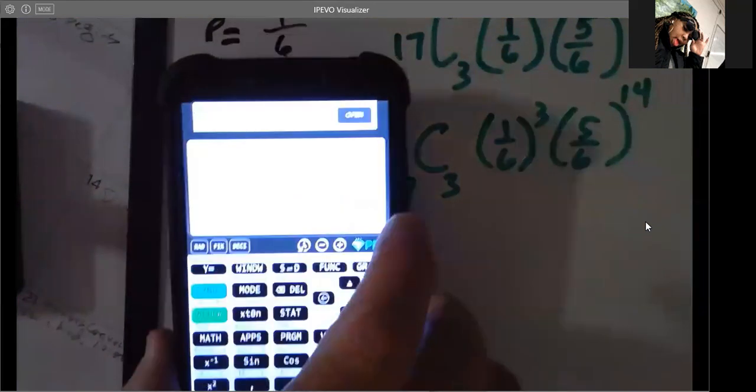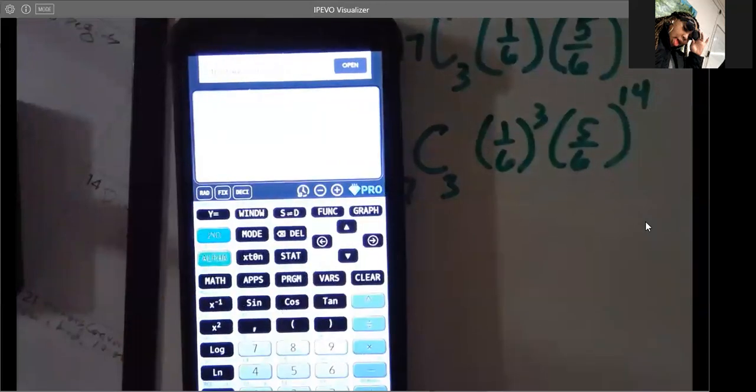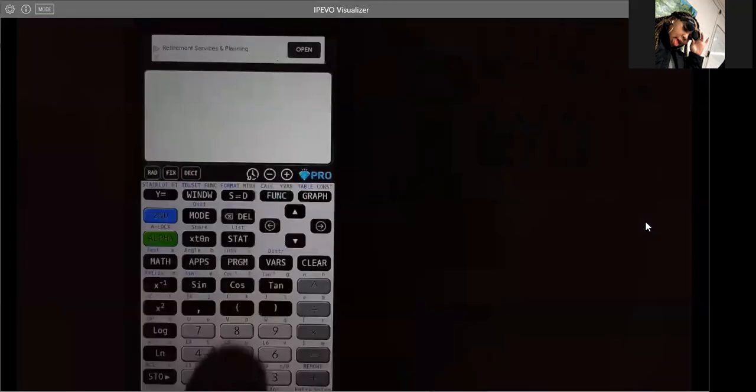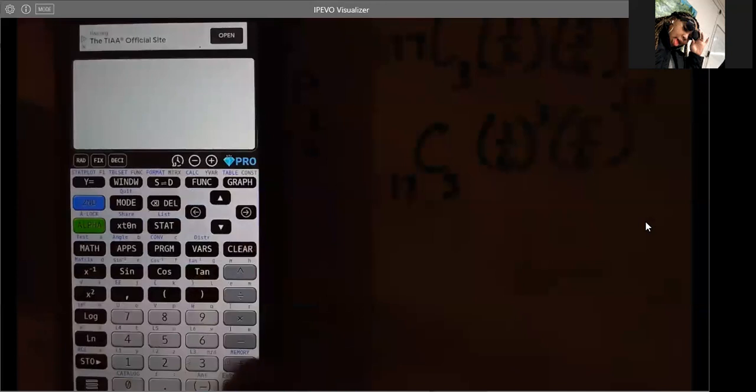Okay, so let me adjust this so you can see it better. All right, so we put in the 17 first. Well, you can't really see my finger too well. Let me bring it up a little bit. There, that's better. Okay, 17, right? Put that in first. Okay, and then go to math and probability, and then combination is 3, and you should see a C there, right?